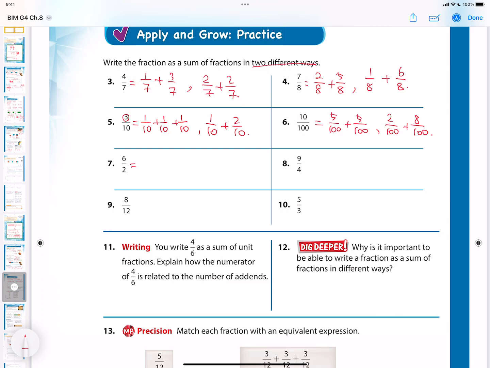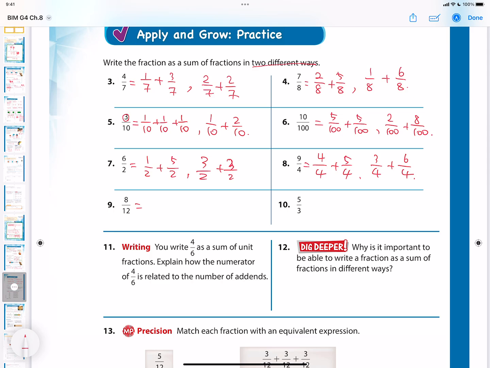Okay, I'm going to break this 6 into 1 plus 5, okay? Over 2. And then 3 over 2 plus 3 over 2. Okay? Anyway, it's fine. This is what I'm going to use: 4 over 4 plus 5 over 4 and 3 over 4 plus 6 over 4. Okay?